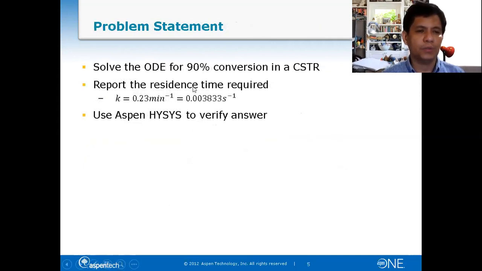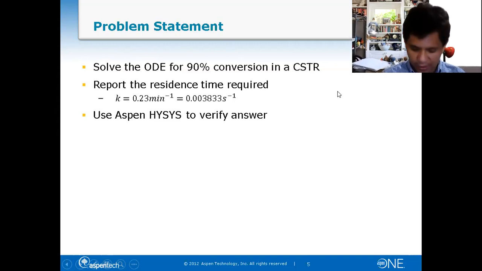So you are asked to solve for 90% conversion in a CSTR of that reaction. Yung cis-2-butene to trans-2-butene. Tapos report the residence time required. The rate constant of the reaction is 0.23 per minute. So tingnan nyo to, ano? Per minute. So clearly the reaction is first order. Kasi diba pag multiply mo to ng molarity, you will have moles per liter per minute. So first order siya. So use Aspen Hysys to verify the answer.